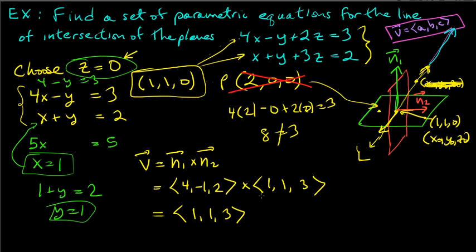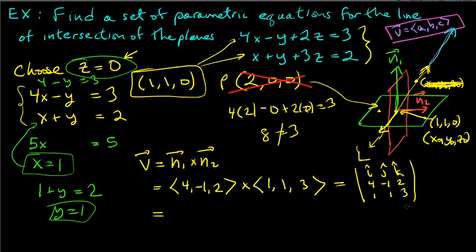Oh no, I'm sorry. That's the vector n2. All right, let's work it out. So this will just be the determinant ijk, 4, negative 1, 2, and 1, 1, 3. Is that all right?